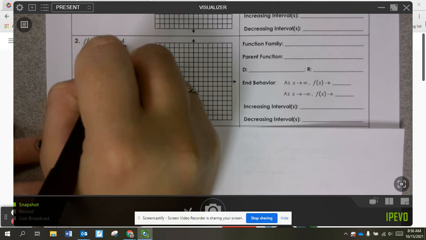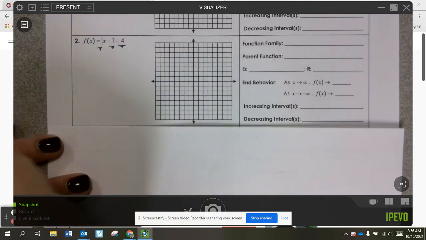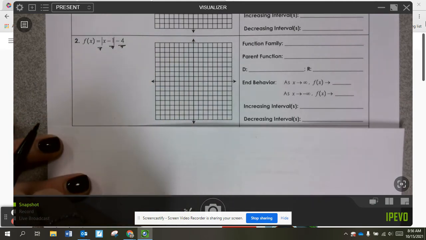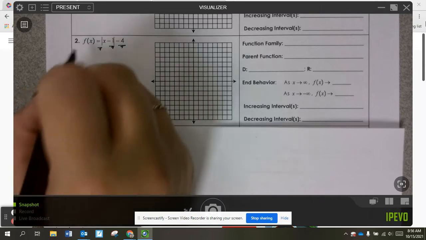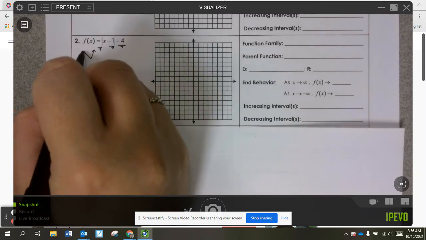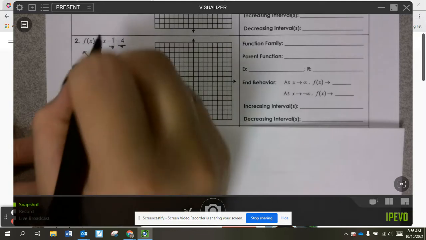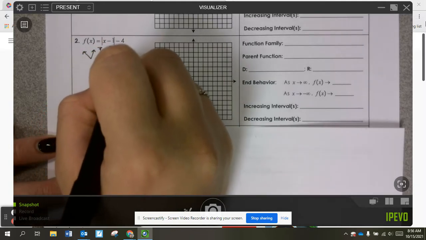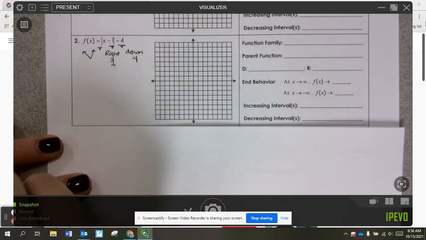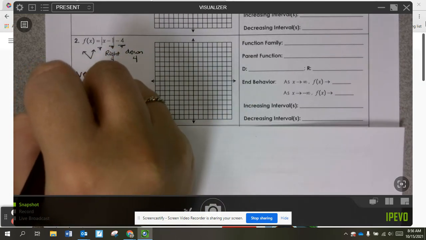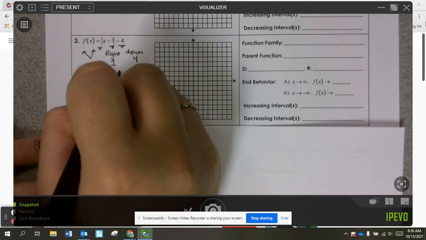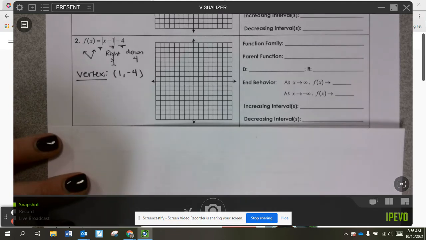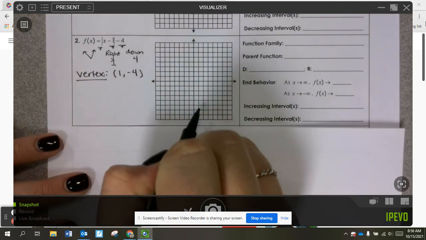I'm going to look at the three locations where A, H, and K are. I don't have a number out front, so I haven't stretched or shrunk or reflected my absolute value. So the general shape of this absolute value is going to be right side up. I also know that I went to the right 1 and I went down 4, which means my vertex is now going to live at 1 comma negative 4. That's the first thing that my transformation tells me, that I went to the right 1 and then down 4.